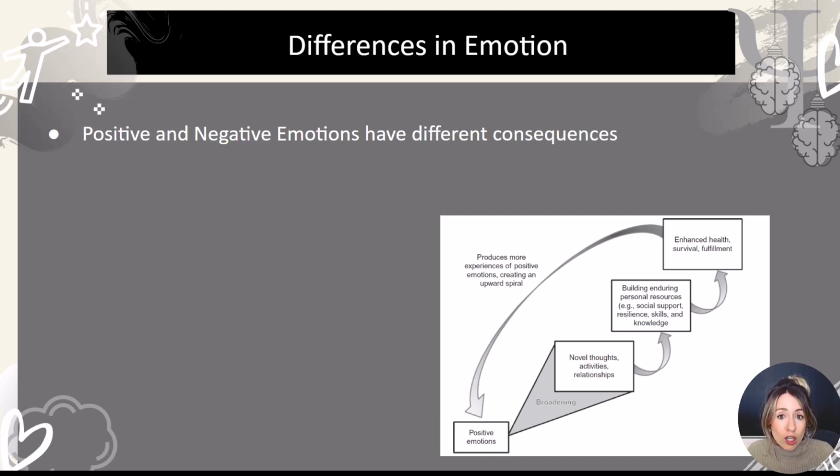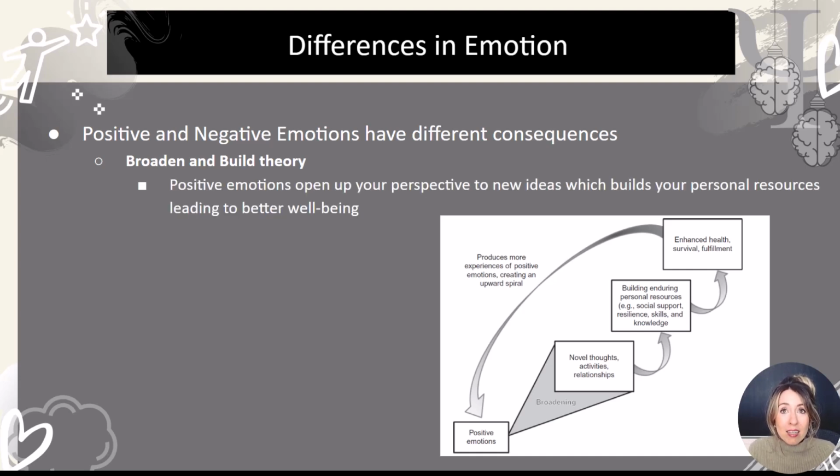There is one additional theory that addresses how different types of emotions can have different consequences. So instead of just focusing on the process, this really discusses the difference between how positive and negative emotions impact us. This theory is called the broaden and build theory. And it's the idea that feeling good, having positive emotions, leads to better experiences.